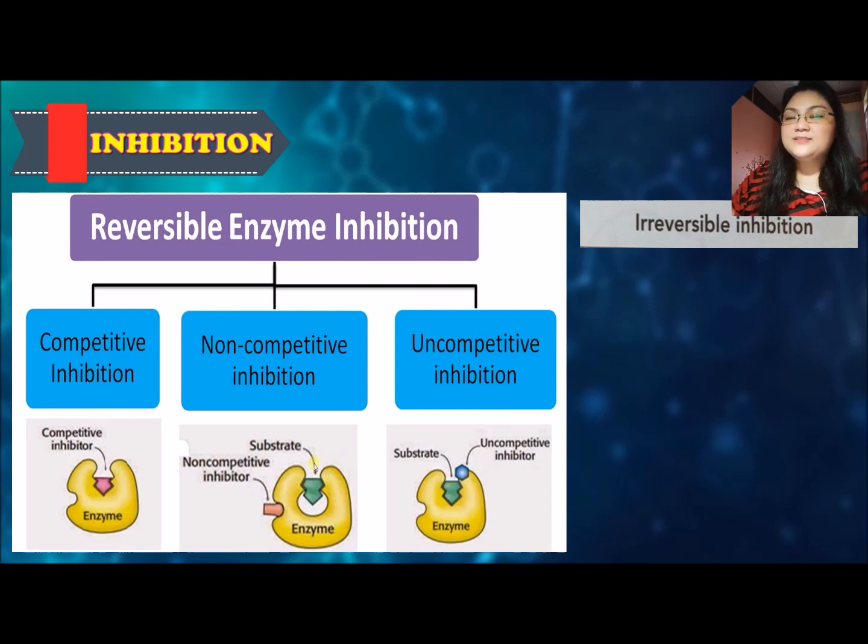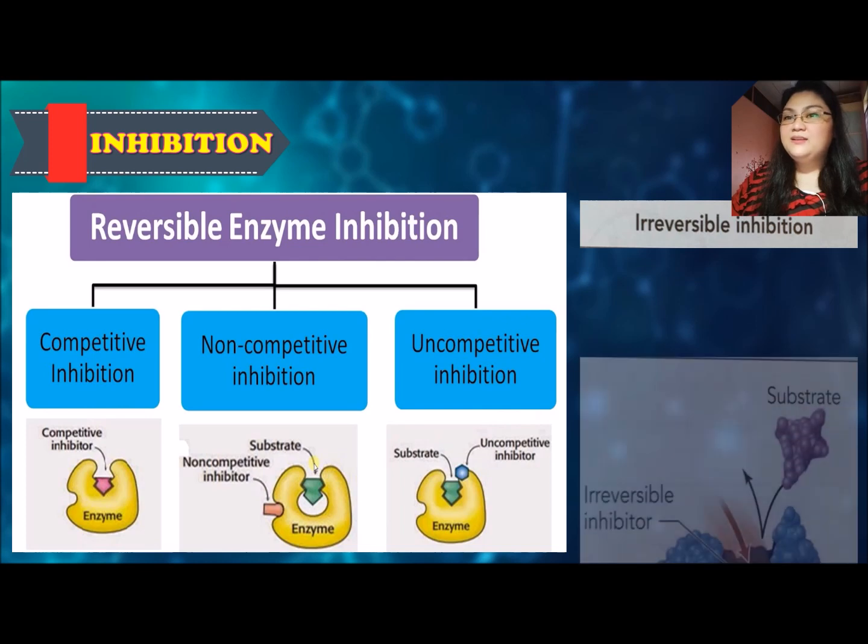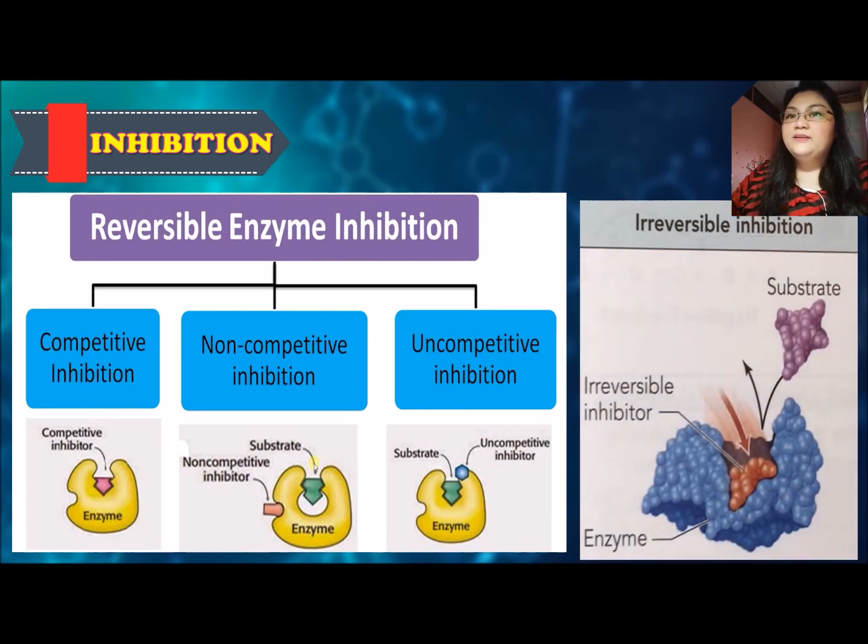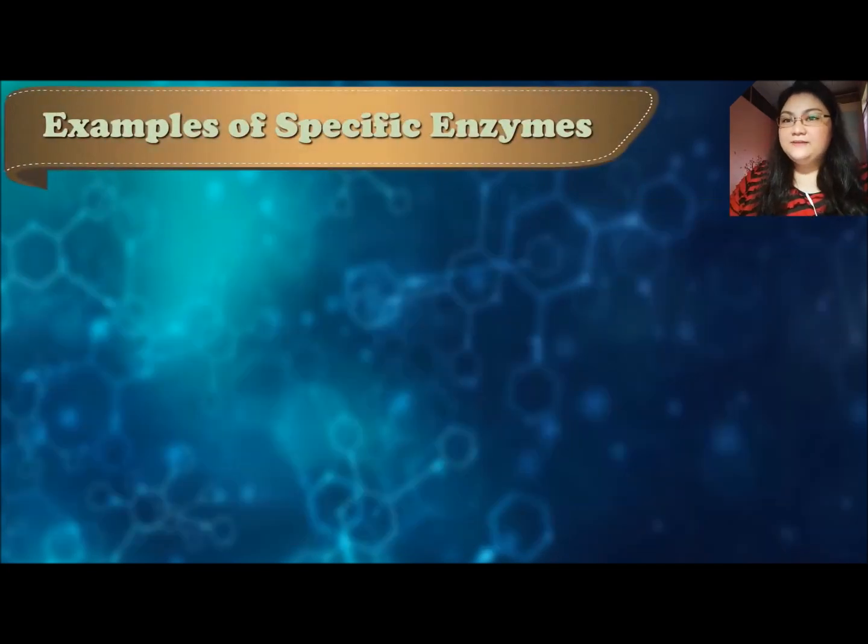And for the next type, we have the irreversible inhibition. An irreversible inhibitor binds to an enzyme and permanently inactivates it. Let us proceed to the examples of specific enzymes. There are thousands of enzymes in the human body. Here are just a few examples.